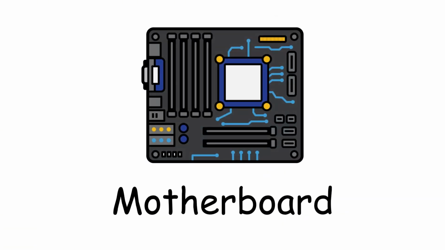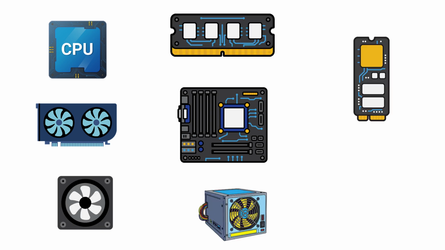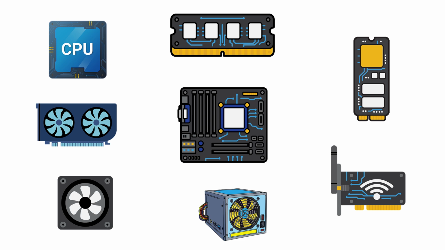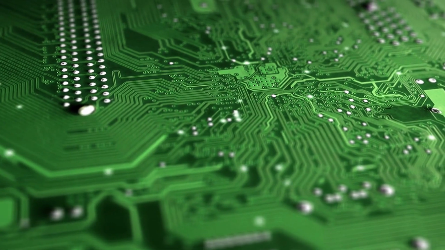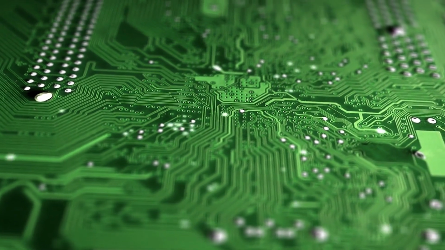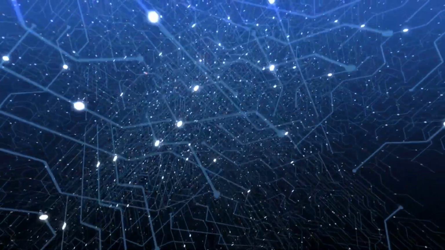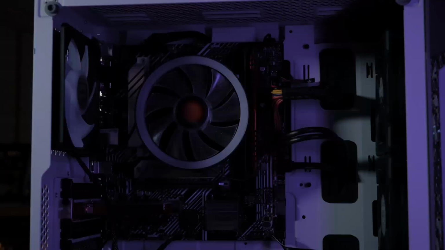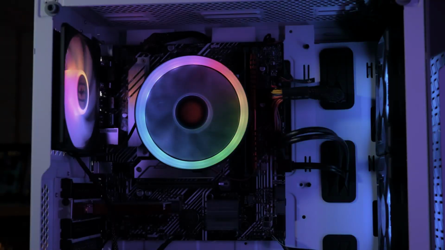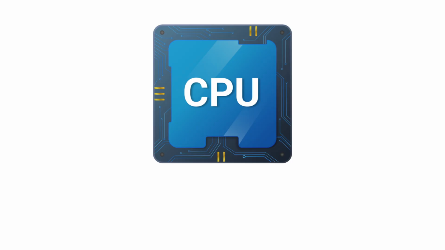Motherboard. The motherboard is the main circuit board that connects every computer component together. It allows the CPU, RAM, storage, and other parts to communicate and share data. It contains tiny electrical pathways called traces that act like roads for digital signals. Think of it like a city map where every building connects through streets. When you press the power button, signals travel across the motherboard to start every major component.